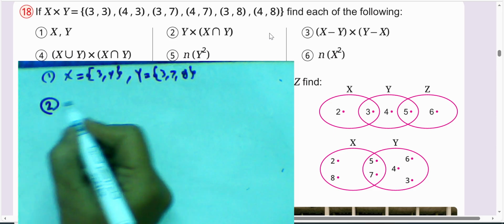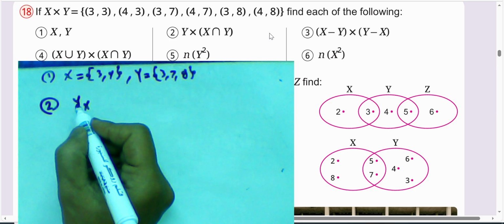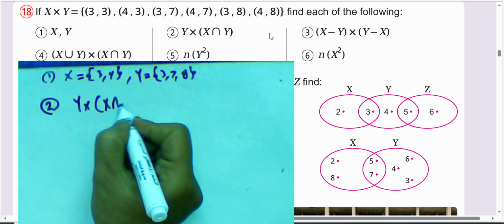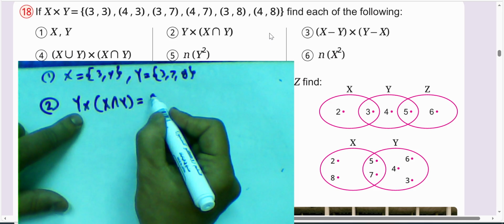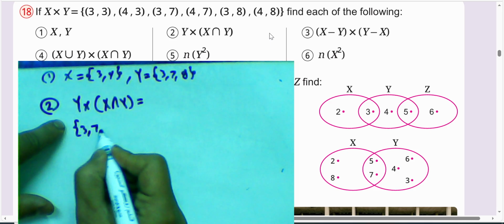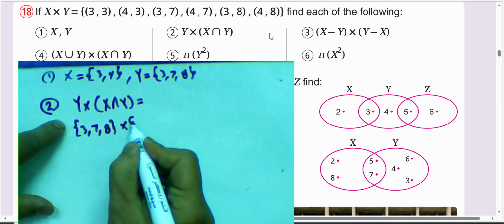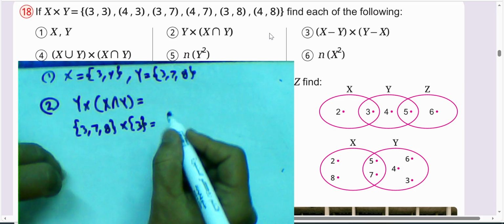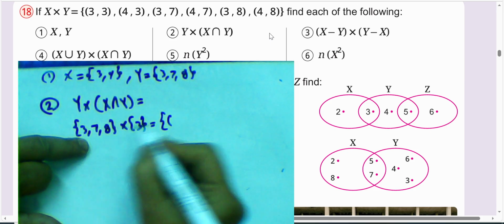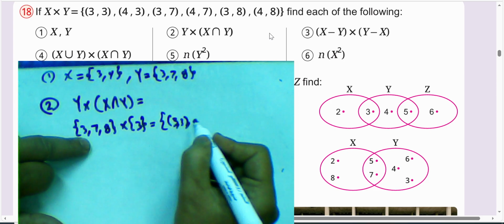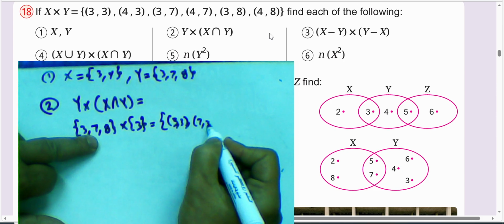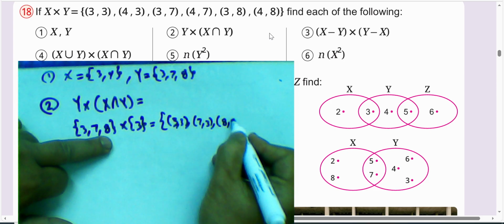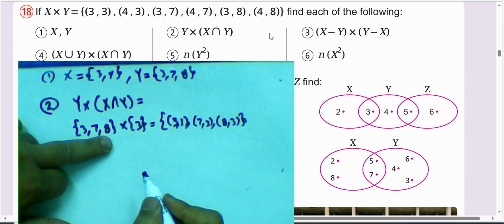Question number 2. Y Cartesian product with x intersection y. Y will be 3, 7, 8. The intersection between x and y, we have 3. 3 is common between them. Then the Cartesian product, write 3 with 3, and then 7 with 3, and then 8 with 3.